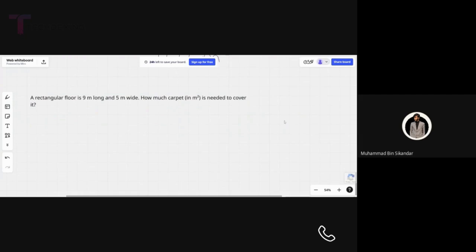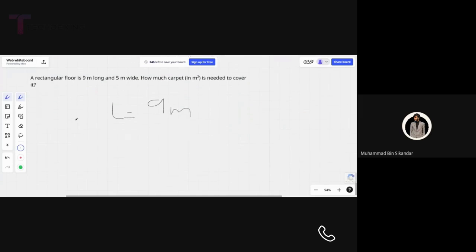So the length will be, what will be the length? What's your name? Abdullah. Okay, Abdullah, what will be the length? Length would be 9 meters. Yes, Abdullah, good. And yes, exactly, the length will be 9 meters. And what will be the other thing? The width would be 5. Good. Width is 5.